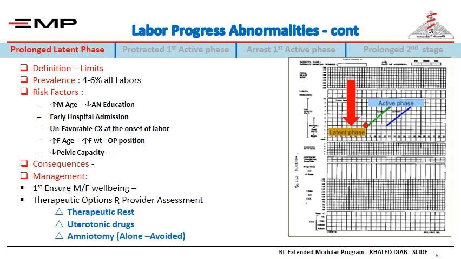It tends to be longer in induced labors than spontaneous labor, but the active phase and the second phase have similar duration whether labor is spontaneous or induced. Risk factors for prolonged latent phase are shown in the following slide. Management options for spontaneously laboring women who are not tolerating latent phase include therapeutic rest or uterotonic drugs.